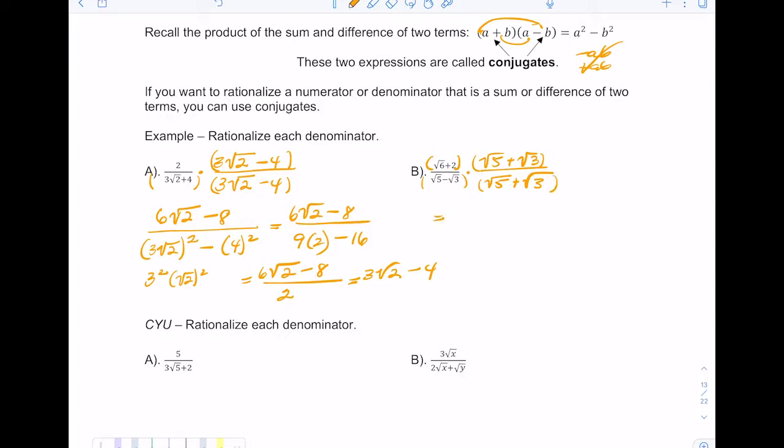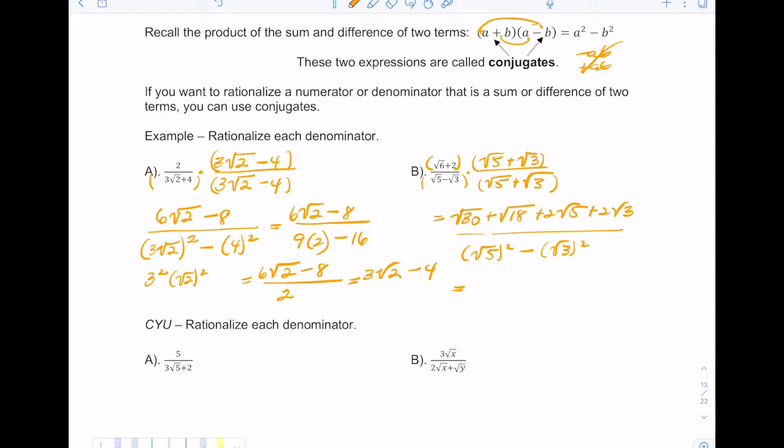So I would have my first times first, root 6 times root 5, which is root 30. And then I would do root 6 times root 3, which gives me root 18. And then I have the inner terms, 2 times root 5 is 2 root 5. And then the last terms, 2 times root 3 is just 2 root 3. And then I'm going to divide by, again, take the a term, square it, minus the b term squared.